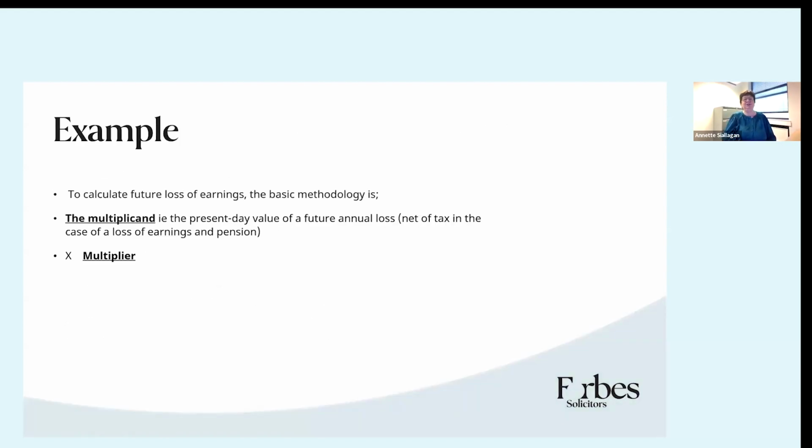So this is just a very basic example. If you're calculating loss of earnings, the basic methodology is multiplicand. So and so earns £20,000 a year net of tax. That's your multiplicand, and you'll then apply the multiplier. That's the basic calculation, assuming that there's no residual earning capacity. So really, the Ogden tables are for obtaining the correct multiplier.